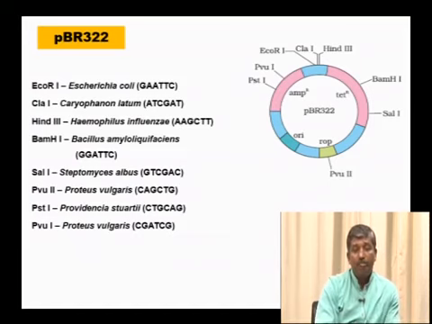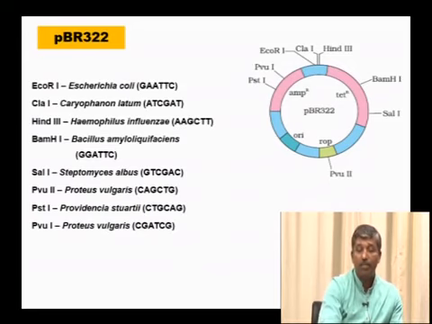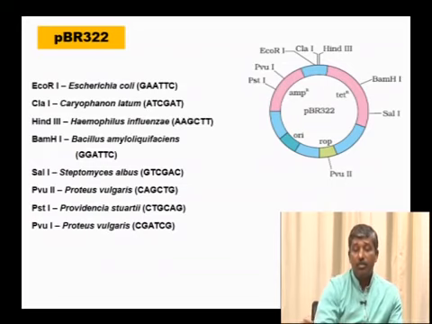This is an example of pBR322, having all the features, like cloning sites or restriction sites, origin of replication, and also two antibiotic resistance selectable markers, ampicillin and tetracycline. You can remember these selectable marker genes: tetracycline to the right, and next to the left is the ampicillin resistance gene. It has 8 cloning sites and 2 selectable markers.